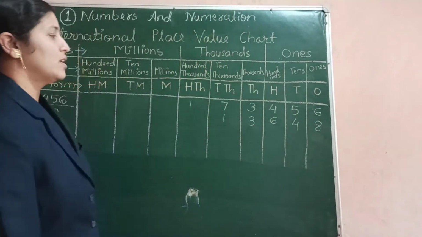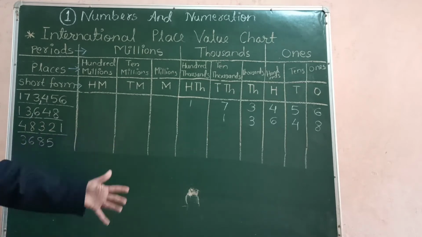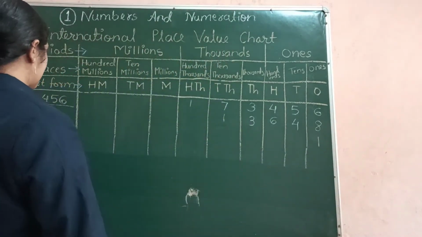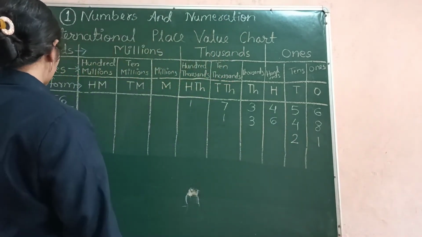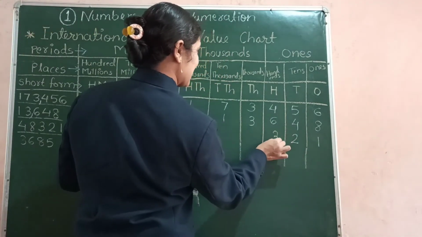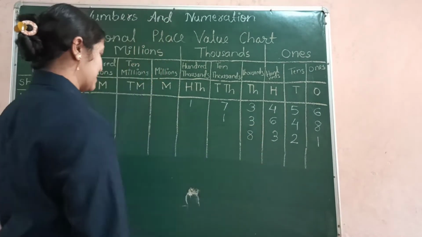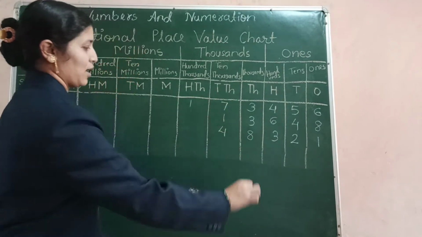13,648. Okay. We will take one more example so that you get very much practiced by it. The number is 48321. Shall we put it into the chart? So the first digit is 1. The number in tens place is 2. The digit is 3 in hundreds place. The digit 8 comes in thousands place. The next digit is 4, which comes in 10,000s place.